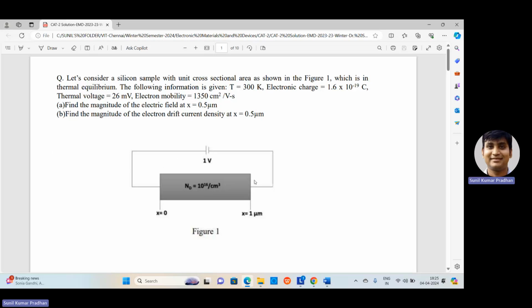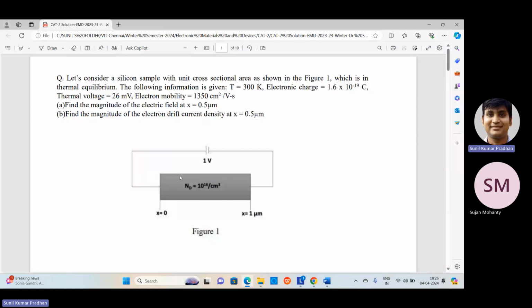Let's consider a silicon sample. That means let's say this is my silicon sample with a unit cross-sectional area. That means your area A is 1, which is shown in this figure 1, and the whole sample, that means the silicon sample, is in thermal equilibrium. Okay. What are the data given here?